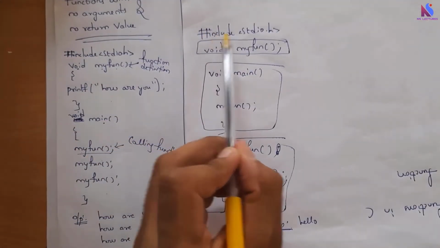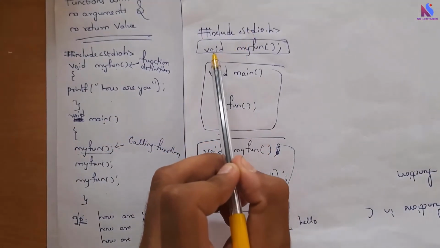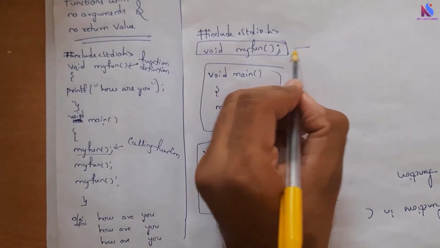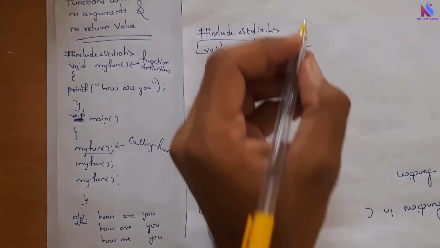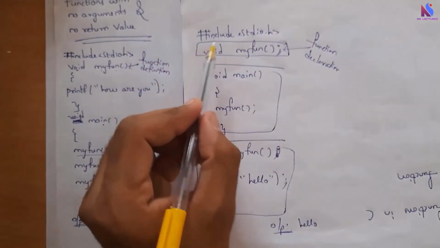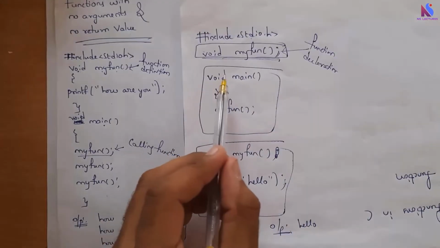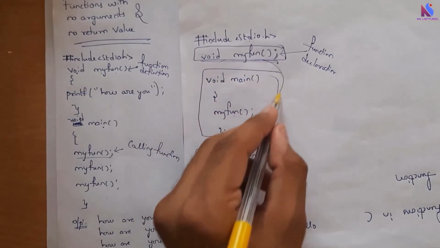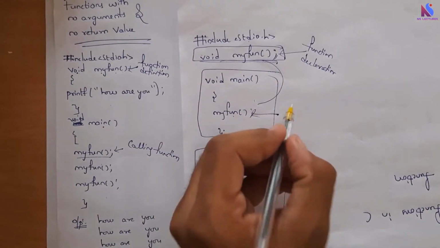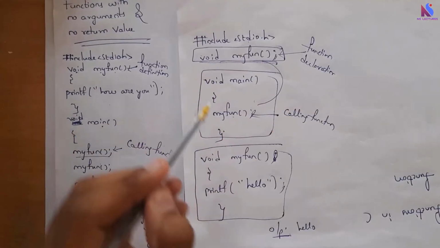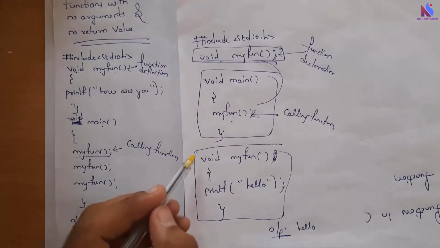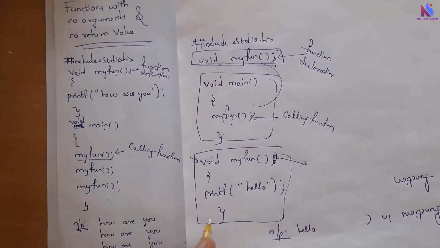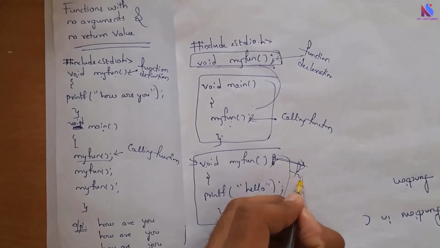Here I wrote hash include stdio.h. After that I wrote void myfunction, and I am closing this with a semicolon. Whenever I write like this, we call it a function declaration. I am not defining the function, I am just declaring my function. After that I wrote void main. Inside void main I wrote myfunction because I am calling this function. So we call this myfunction the calling function. After writing void main myfunction, now you need to define your function. So I wrote here void myfunction, and inside myfunction I gave printf hello. So we call it the function definition.